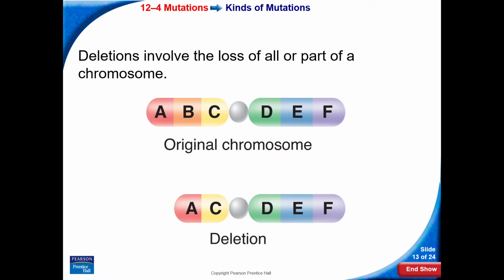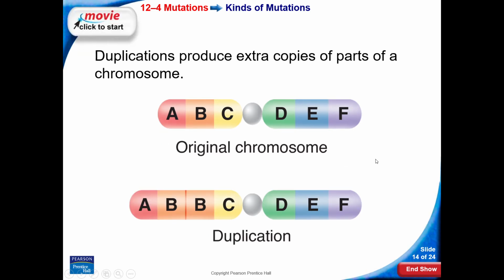In a deletion, this would involve the loss of all or part of a chromosome. For instance, if the original chromosome had genes A, B, C, and then D, E, F in that order, and we deleted B, we would then only have A and C over on the left-hand side. Obviously, missing a complete gene, you miss a complete protein that's going to be produced, and it's obviously going to cause problems.